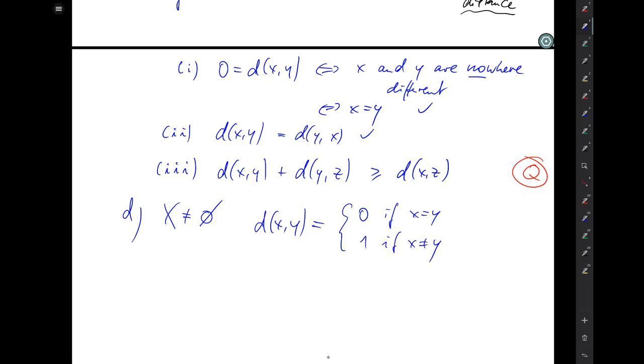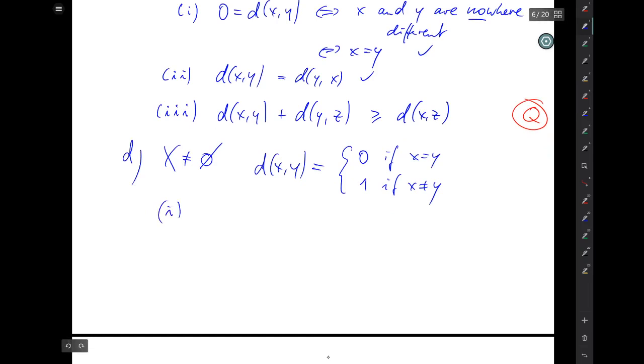So we don't really worry about distances at all. We just say the only thing we care about is, are they the same, yes or no, hit or miss. Okay, is that a distance in the sense of our definition? Is that a metric? Let's check.